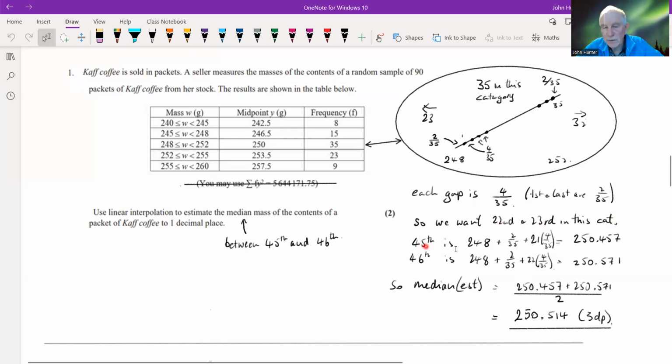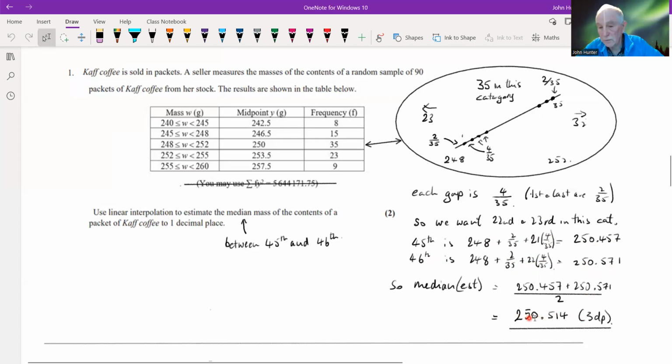So the 45th is at, well, our starting point, and then we add on that first gap there, plus 21 lots, because that gives us to the first. So we want to get another 22 along, another 21 along. So that would be 21 4 35ths. And then the 46th would be similar, but of course we've got another one to go there. So if we work that out, we get these two numbers, and then we want the midpoint of these two, and that's going to give us this.